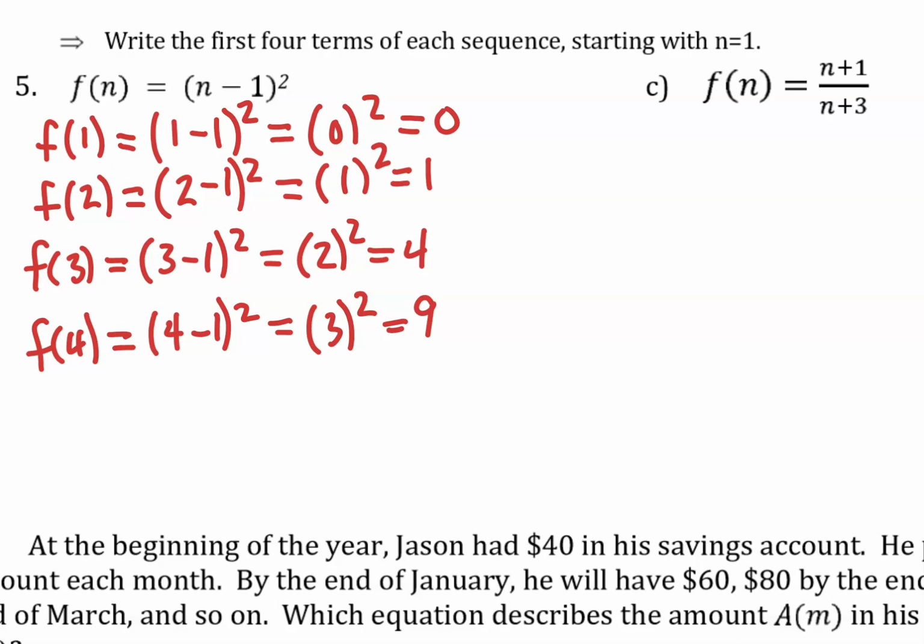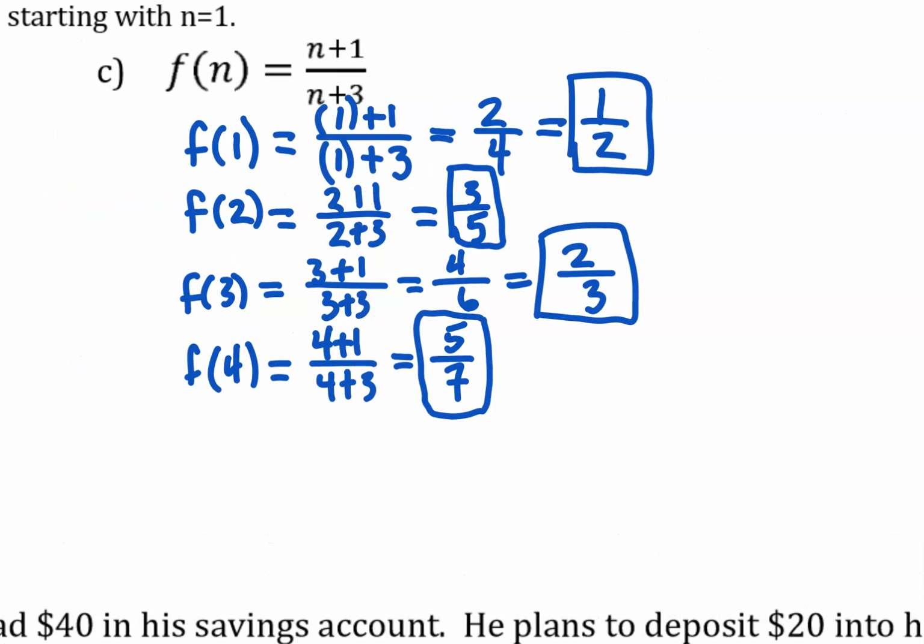Now, they want you to do the same thing here on C, so I'm going to give you a second to do that. I will come back in just a moment and show the answers. You need to stop the recording and actually try it before you do it, so press pause. All right, here should have been your answers. F of 1 was 1/2, f of 2 ended up being 3/5, f of 3 ends up being 2/3, and f of 4 is equal to 5/7. Make sure that you are simplifying your fractions to their simplest form.